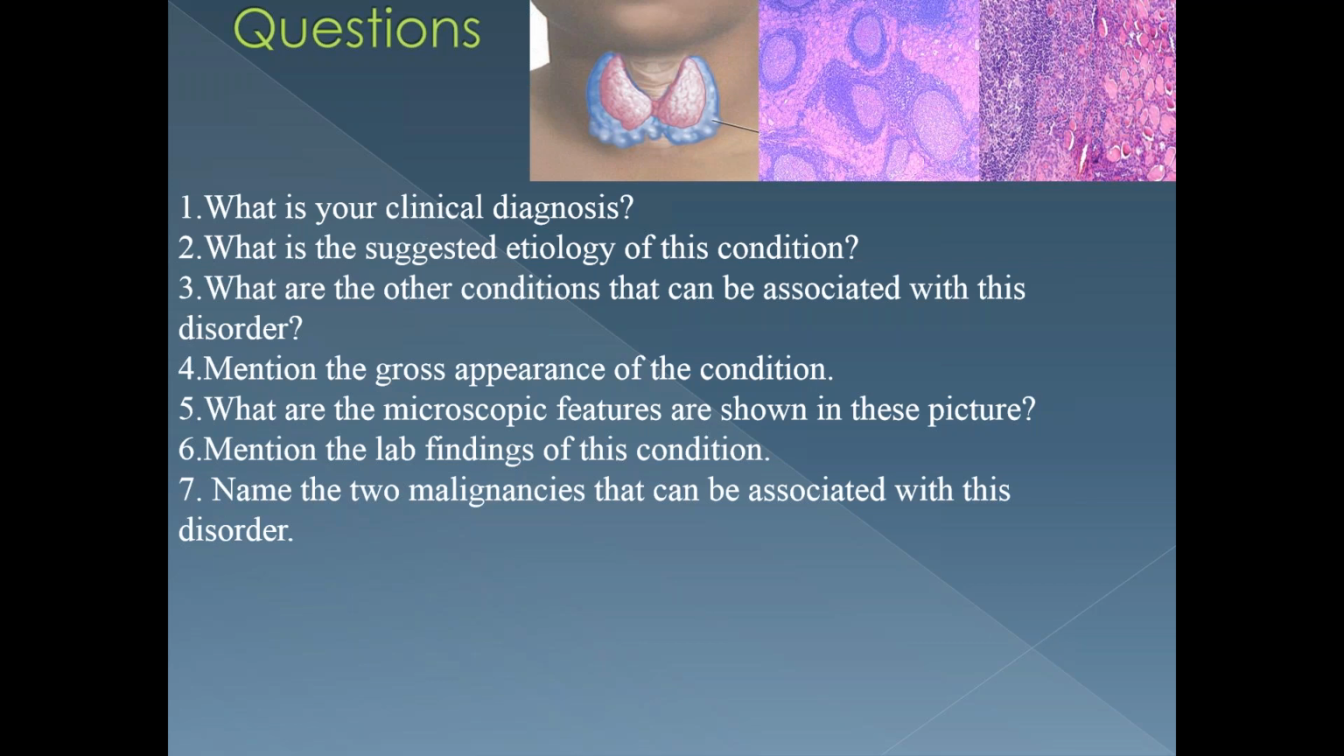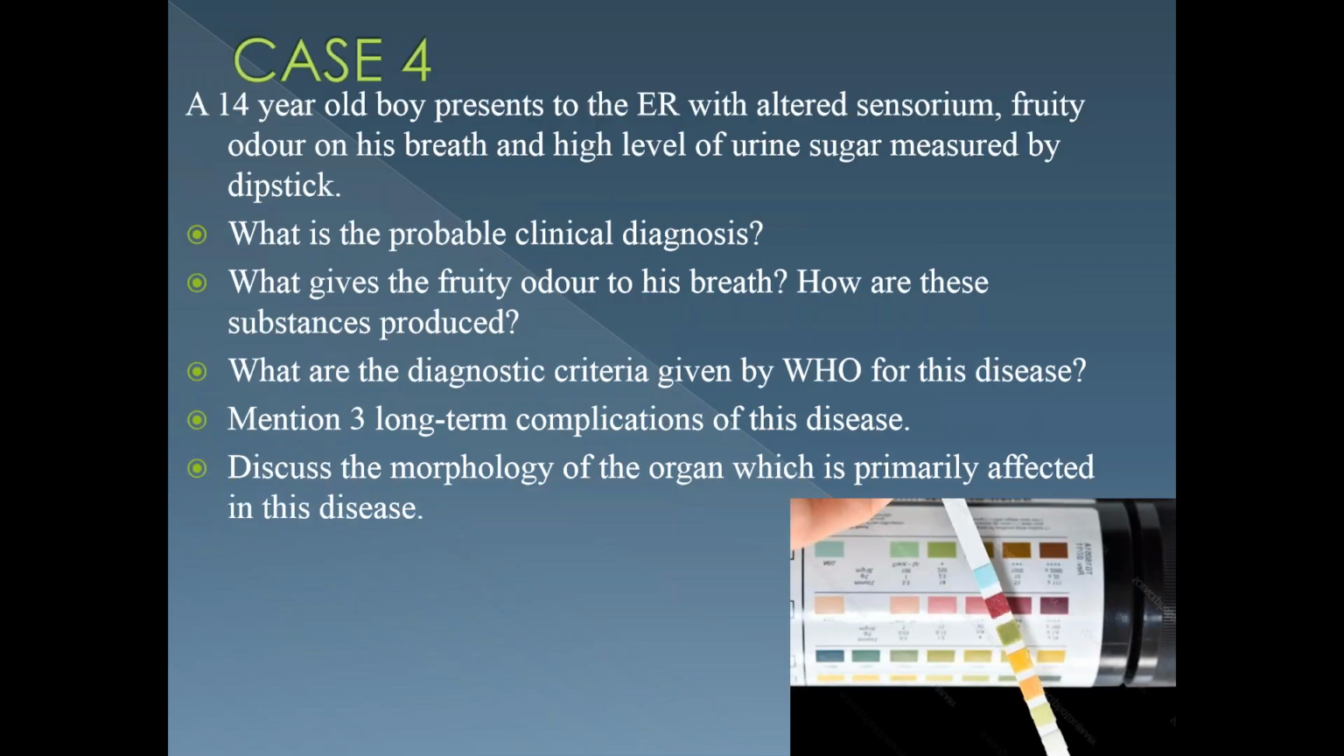So we are finished with the thyroid. Next, we come to a case on diabetes mellitus. Case 4, a 14-year-old boy presents to the ER with altered sensorium, fruity odor on his breath, and high level of urine sugar measured by dipstick.